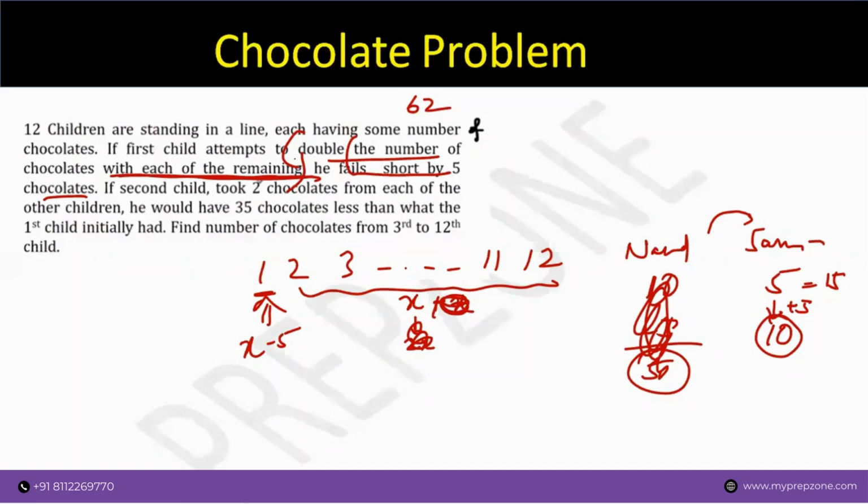Okay. I read it wrong. That's why I got it. ठीक है. नंदिनी तुमको clear है मैंने क्या किया यहाँ पे? ठीक है. So now let us use the same concept here.